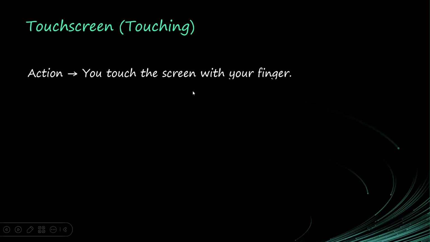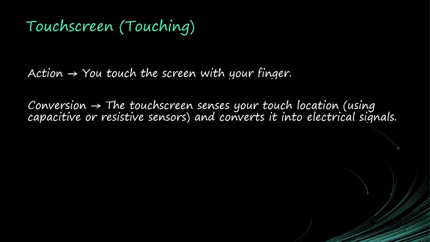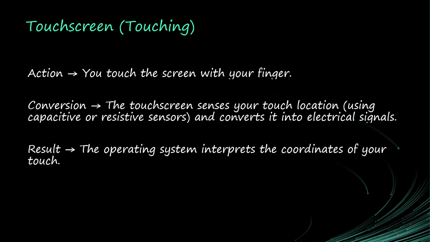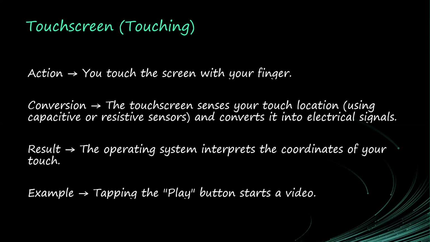When you touch the screen with your finger, I'm talking about touch screens, the touch screen senses your touch location and then converts it to an electrical signal. But don't worry, we are not going to be explaining how they do all this conversion, but you need to understand that they do this. They actually convert anything that you do using the input devices. So the operating system will now interpret the coordinates of your touch. So when you tap the play button, tapping the play button starts a video. So that is the touch screen.